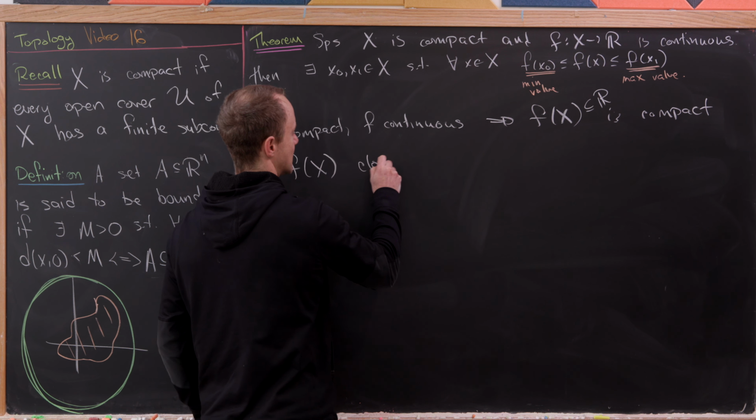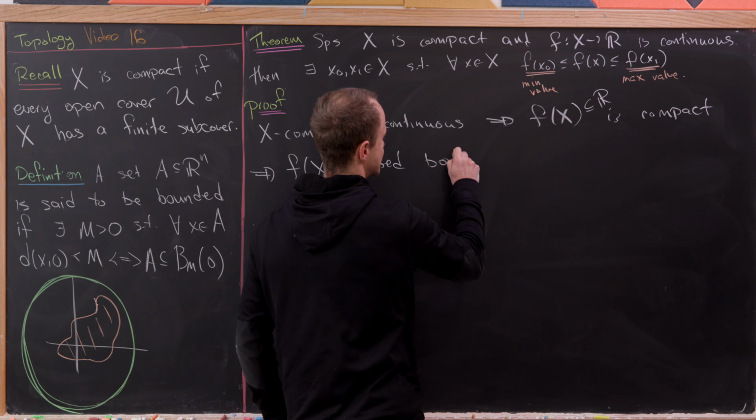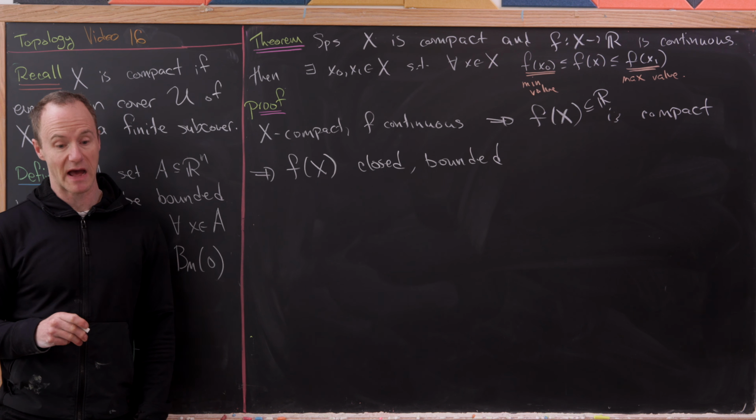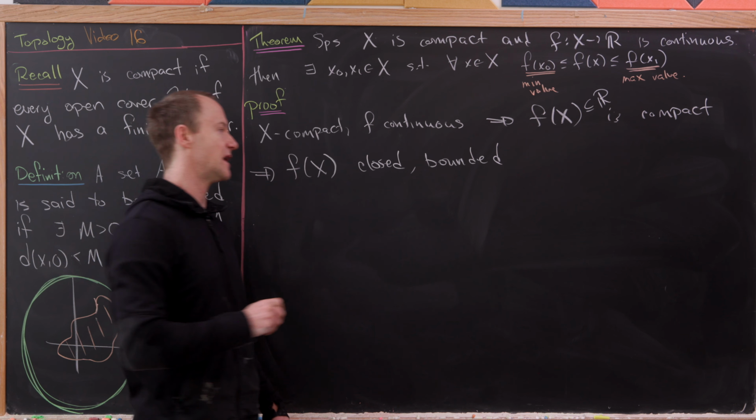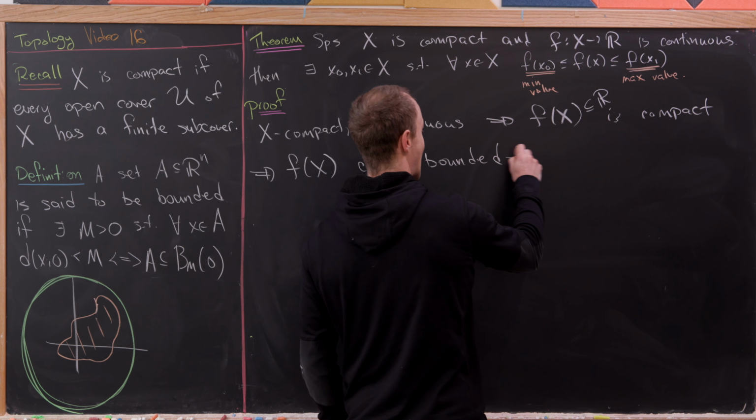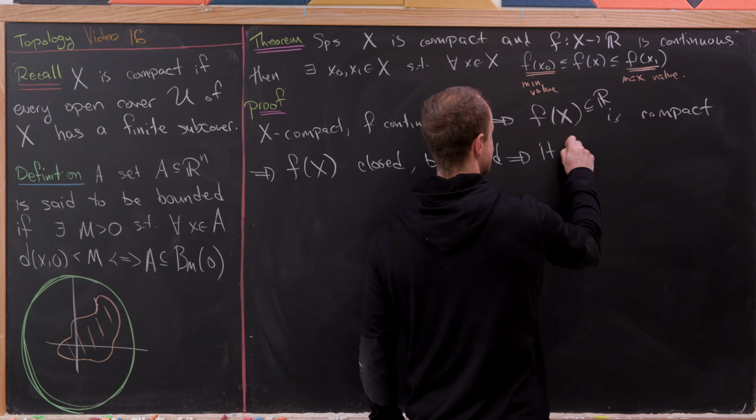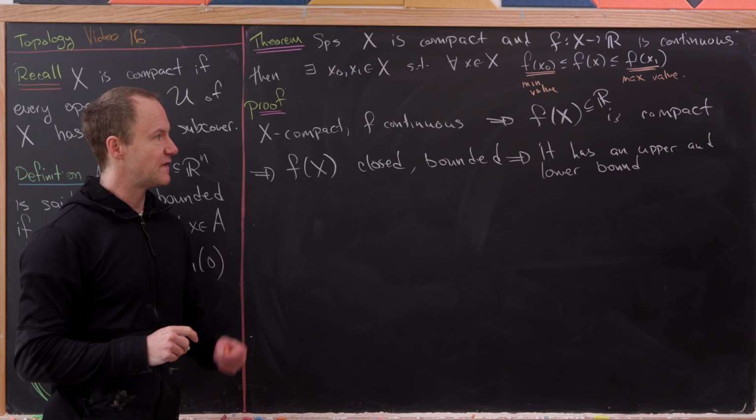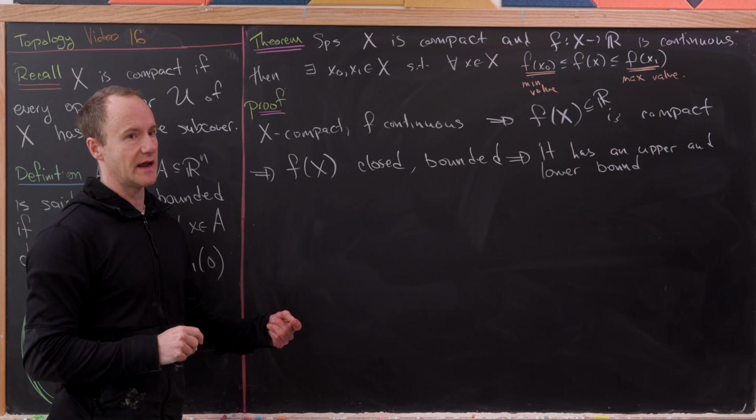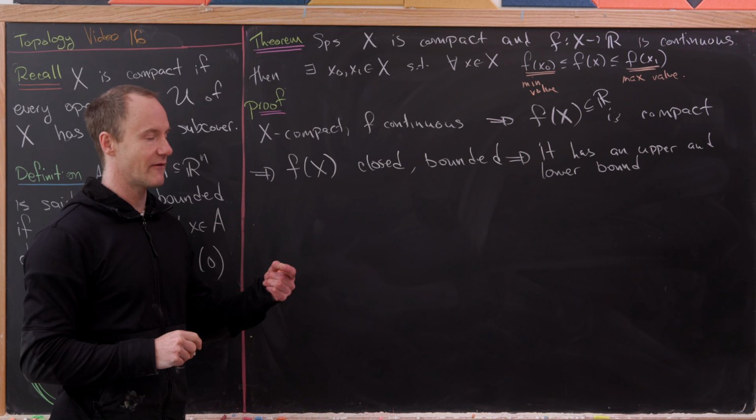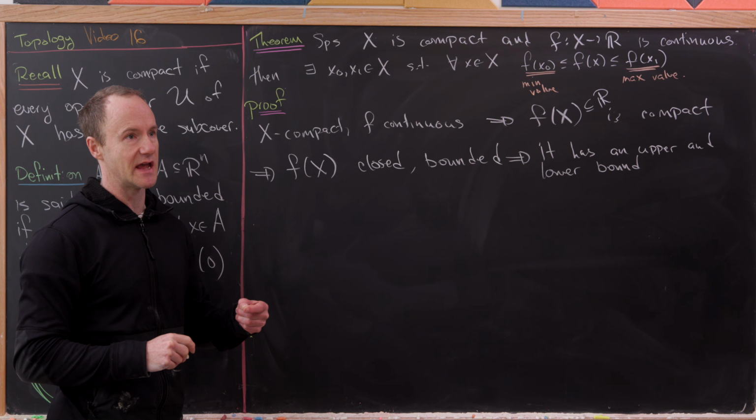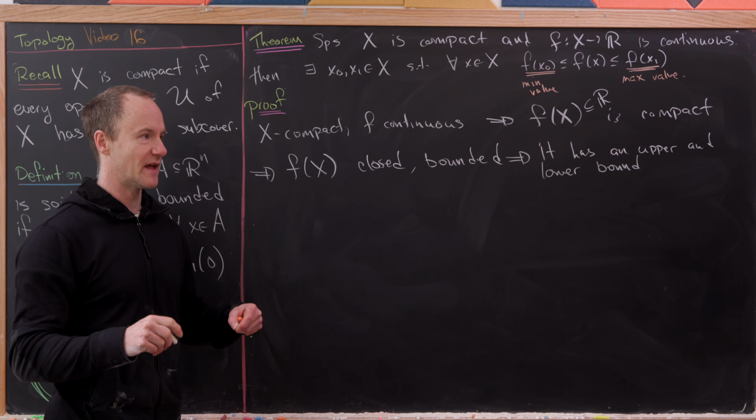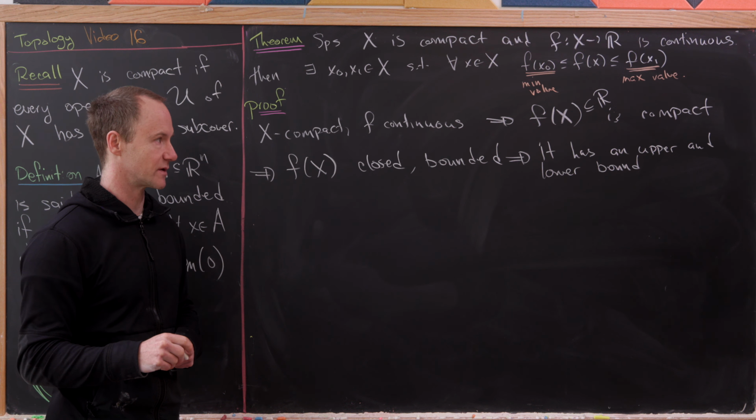So let's get that on the board and we'll start to use that. Okay, so we've got f of x is closed and bounded. But then let's observe that bounded means that it has an upper and a lower bound. But then in the real line, everything with an upper bound and everything with a lower bound has a least upper bound and a greatest lower bound. That's by the completeness of the real numbers.